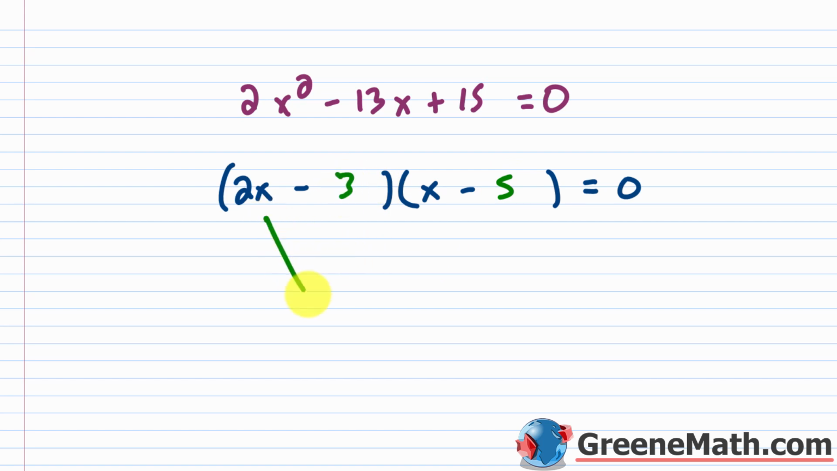When you check this, your outer, 2x times negative 5, that's negative 10x. And then your inner, negative 3 times x, that's negative 3x. When you add your outer and your inner, negative 10x plus negative 3x, that's going to be negative 13x.